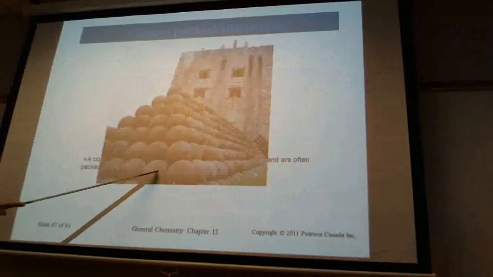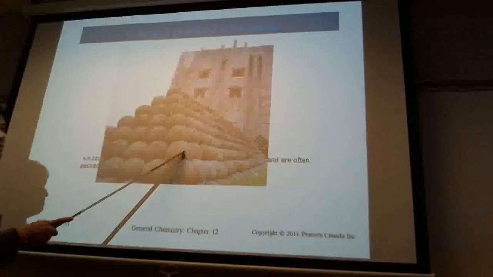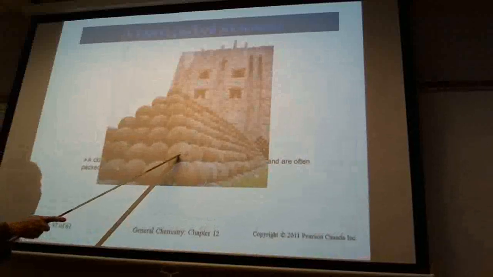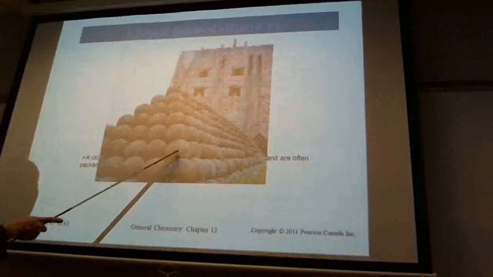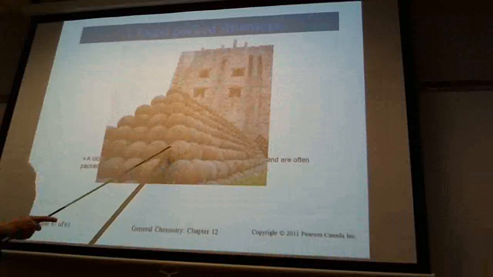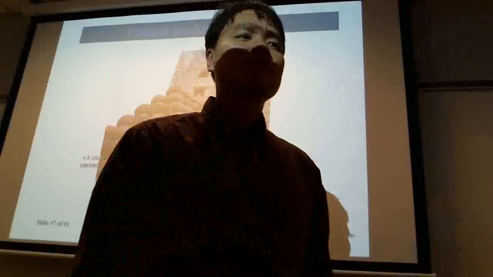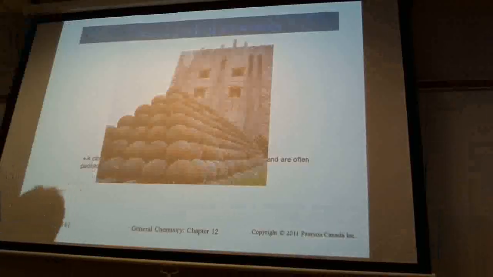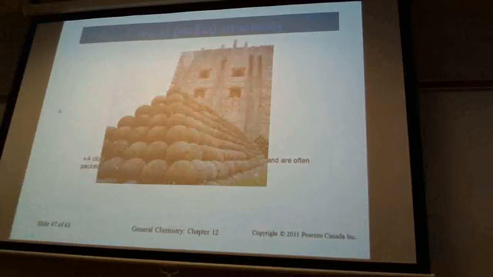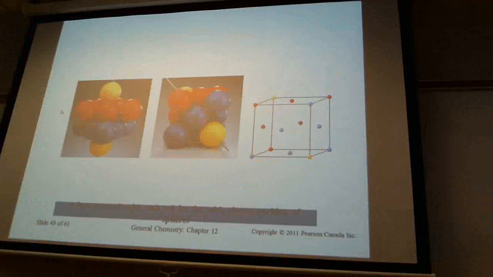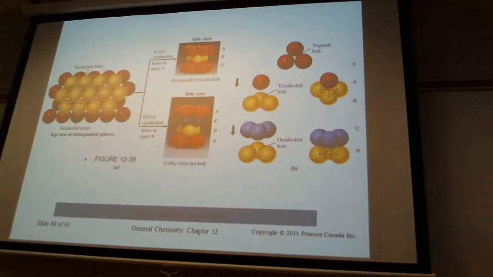This would be it. Highest packing efficiency in terms of percentage would be about 74 or so, in the mid 70% range of occupied space. What about the unoccupied space? The unoccupied space is very important in face-centered cubic. And so this is what we're going to do. We're going to take a look at what we call the holes.